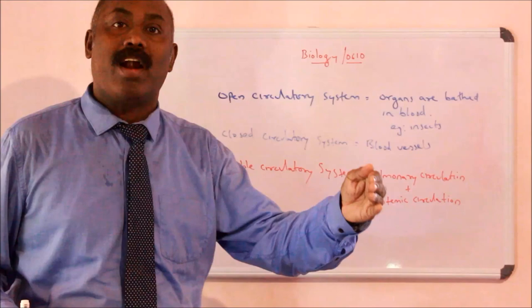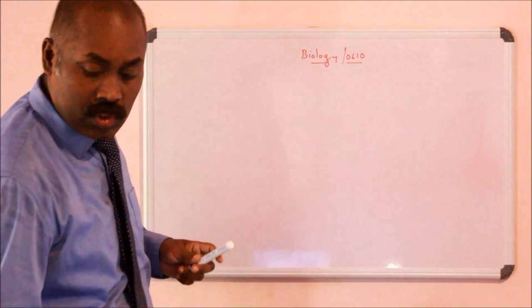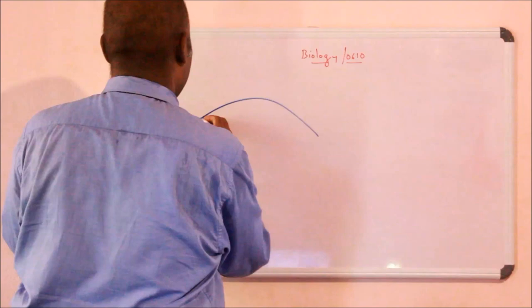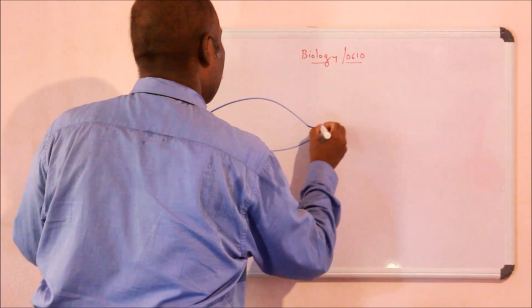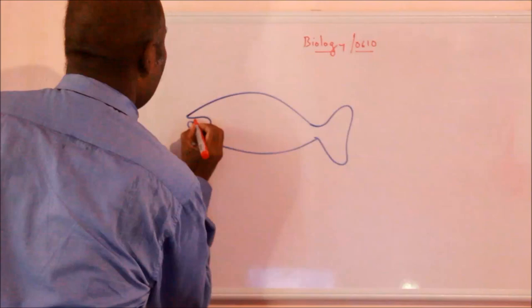Now what is single circulation? Just look at the board. What is this single circulation? Let us see. You know fish, right? So this is a fish, and I will just draw the blood circulation in fish.